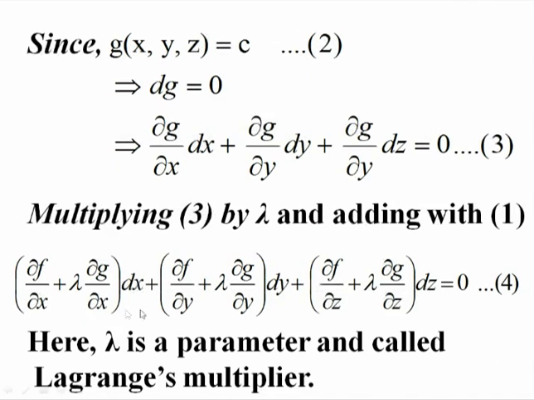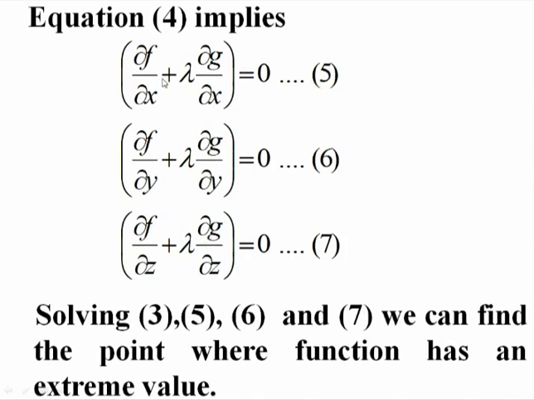implies ∂f/∂x plus lambda into ∂g/∂x is equal to 0, ∂f/∂y plus lambda into ∂g/∂y is equal to 0, and ∂f/∂z plus lambda into ∂g/∂z is equal to 0. These are the equations, and they are denoted as equation number 5, 6 and 7.